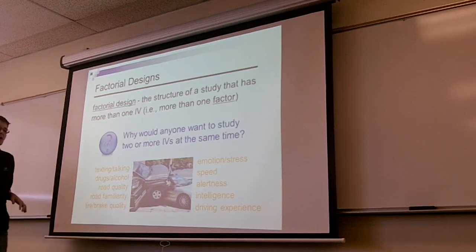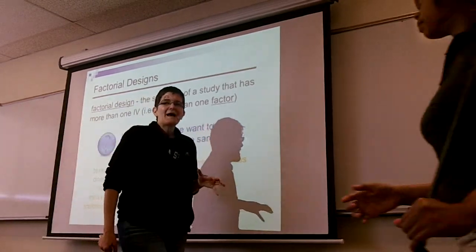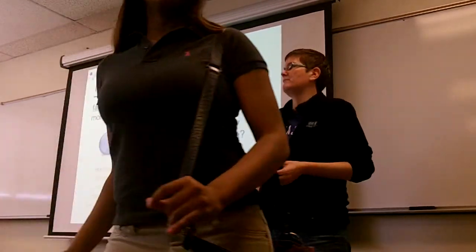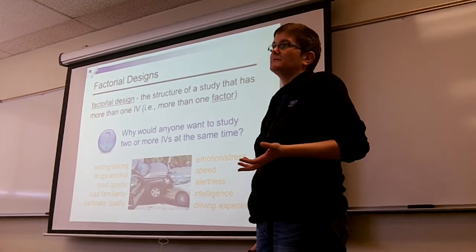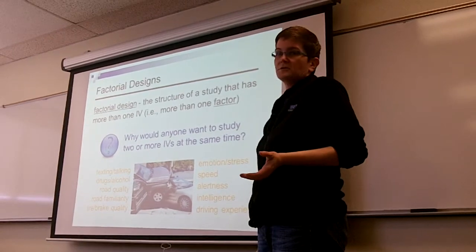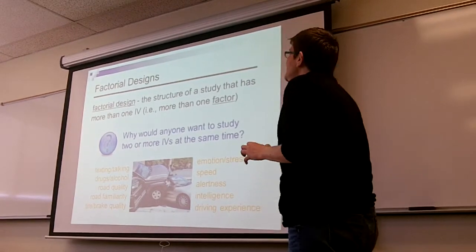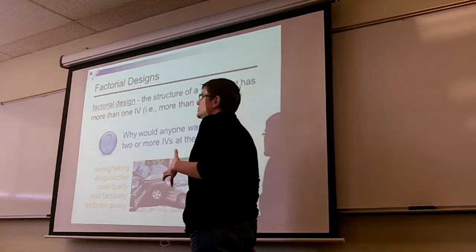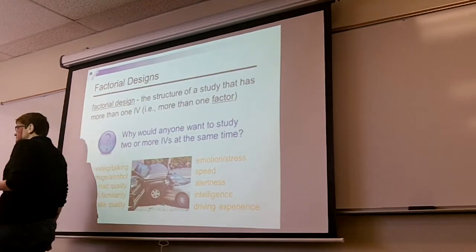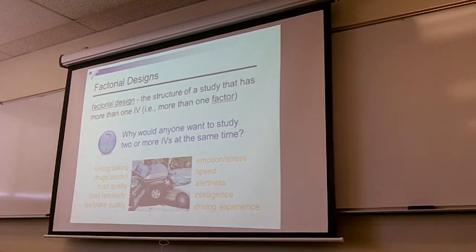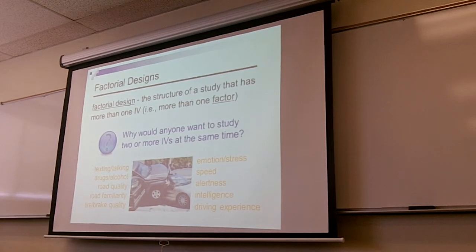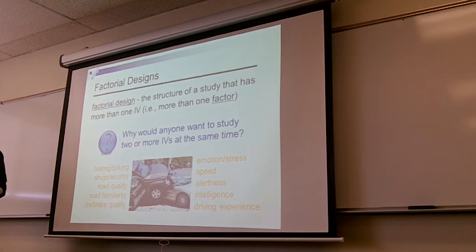Factorial designs are those experimental designs that have more than one independent variable. This is probably the most common kind of experiment that you'll find in peer-reviewed research studies. And that's because these kinds of experiments are really, really flexible, and they allow us to study phenomena that make a lot more sense if you think about it in real-world terms.